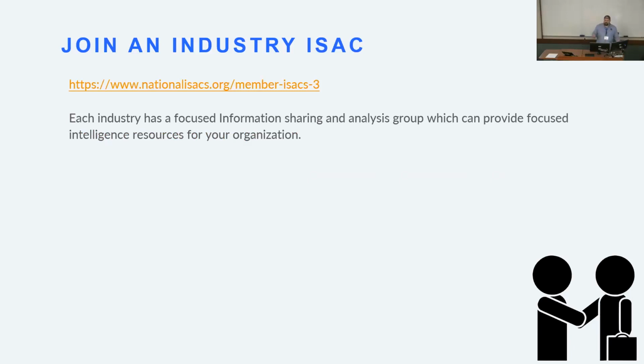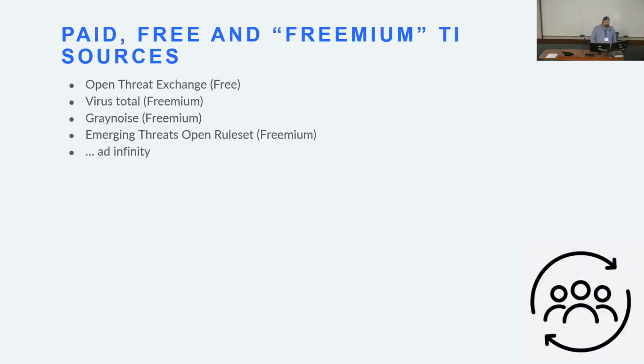If you are not a member of REN-ISAC or any of that, there's other critical infrastructure ISACs out there. There's a ton of them. You can go to nationalisacs.org, and if you're in energy or water processing or anything like that, there's probably an ISAC group for that. Now, you also have undoubtedly utilized free and freemium threat intelligence sources along with paid sources. That can be anything from VirusTotal, GreyNoise, Emerging Threats. There's a ton of these sources out there.